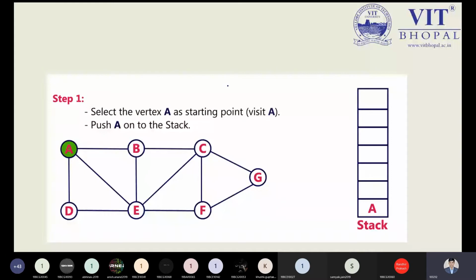You can pick any one. So this is the point we need to keep in mind. But among all these nodes, alphabetically or level wise, we are picking A, because A is the smallest from A, B, C, D up to G. So select the vertex A as the starting one. That is, visit A. So push A into the stack. Now, is it okay?